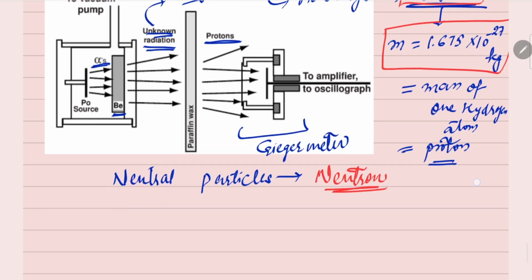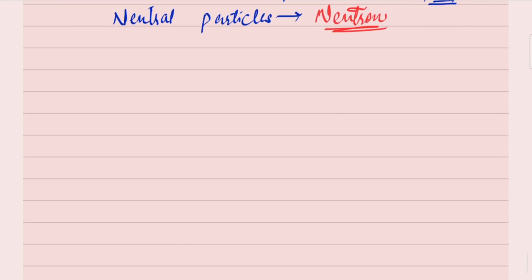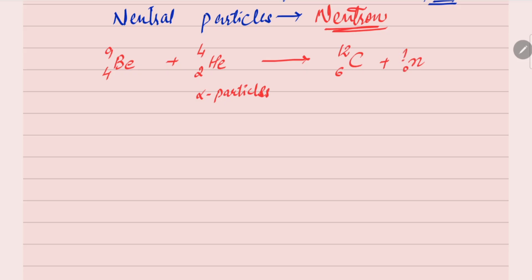So let's talk about the chemical reaction which happened in this particular experiment. In this experiment, he took beryllium, whose atomic mass was 9 and atomic number was 4, and then bombarded it with helium or alpha particles. And they got carbon atom and neutron.